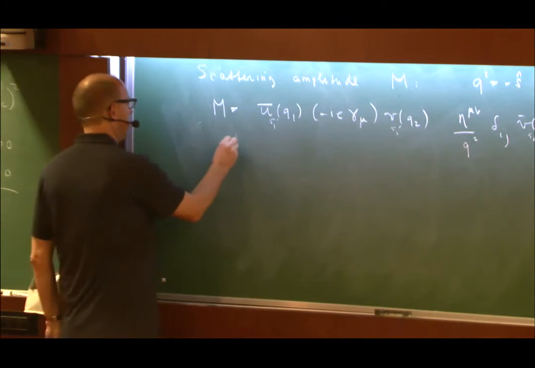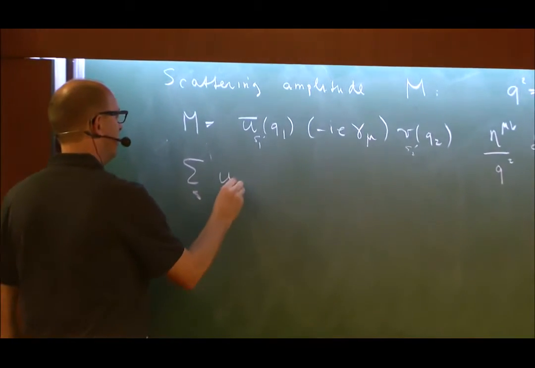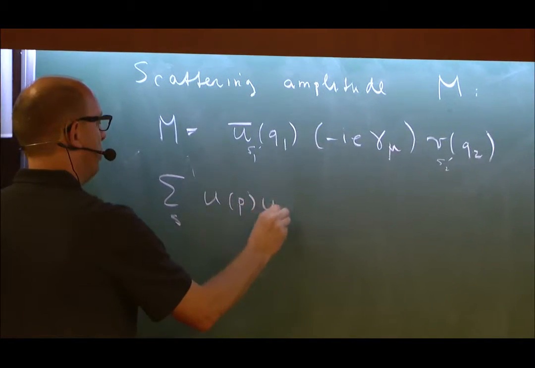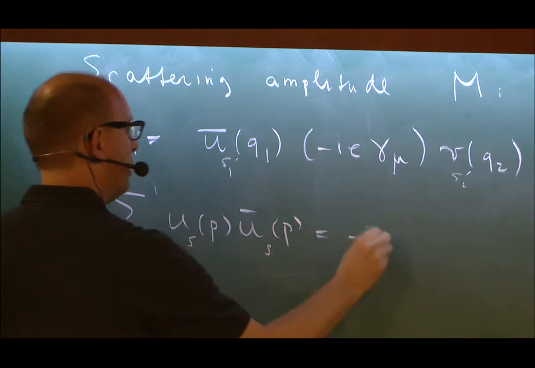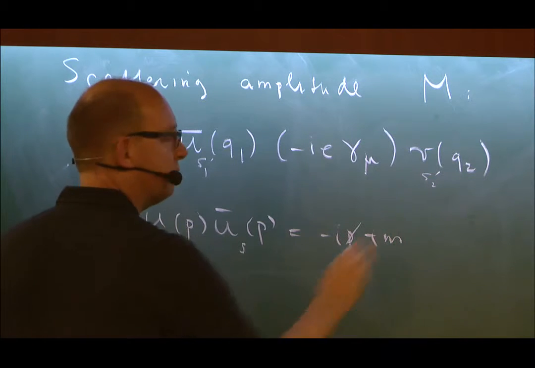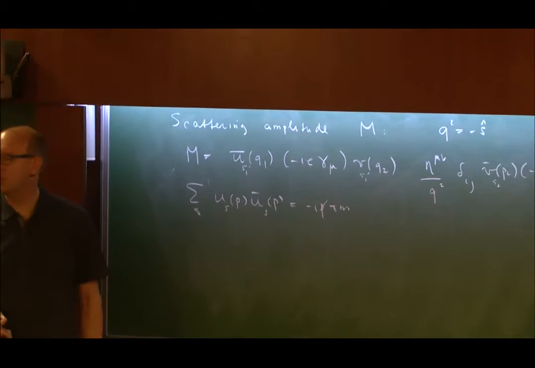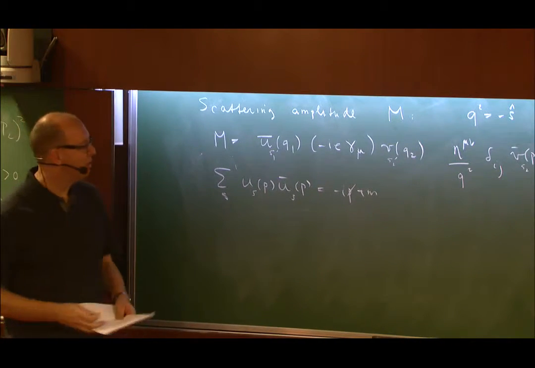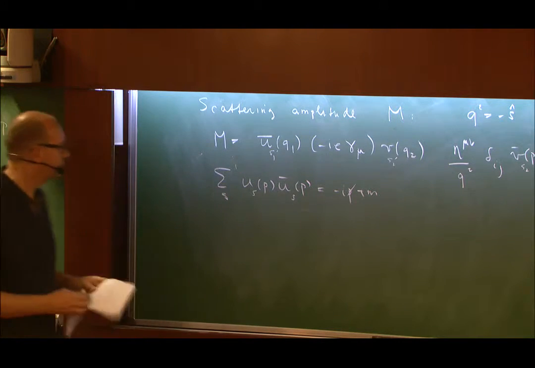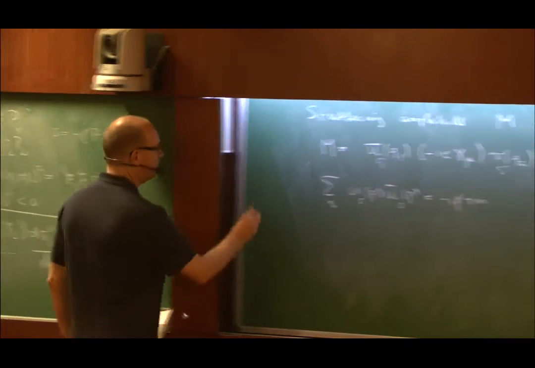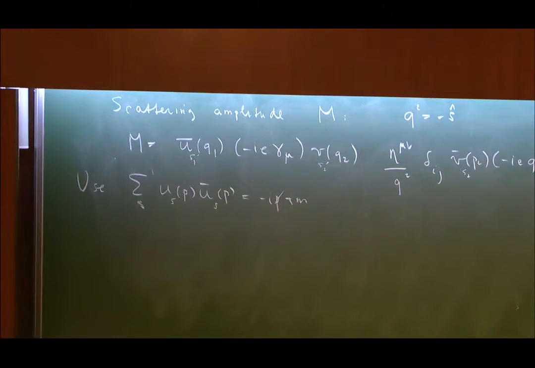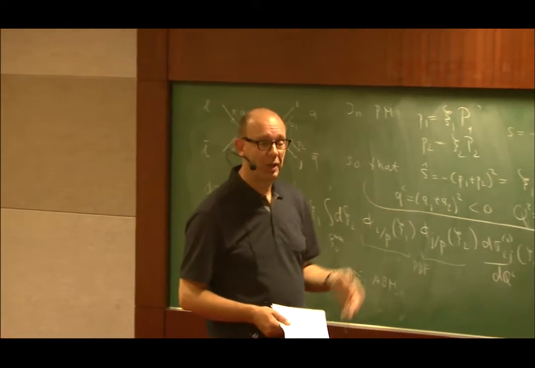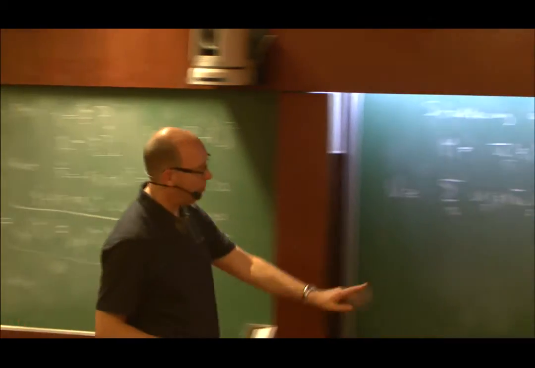Now, have you seen such identities: the sum over spins of u of p, u bar of p, is minus i p slash plus m? Completeness relations for the u's and the v's. I use that when I square this amplitude, and something similar for the d's, except in this case m is 0. I assume that the leptons and the quarks are massless, so there was no m here, it's just this.